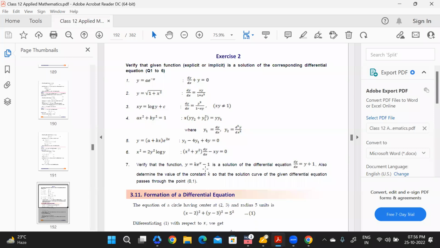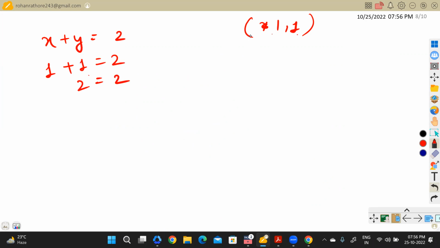You just put the solution into the equation to check whether it satisfies the equality. So let's say we have an equation like x plus y equals 2, and we are given a solution of the form 1, 1. So what we will do, we'll put these values into the equation. We'll put x equals 1 and y equals 1 to check if this satisfies. So this satisfies, hence 1, 1 is a solution of the equation.